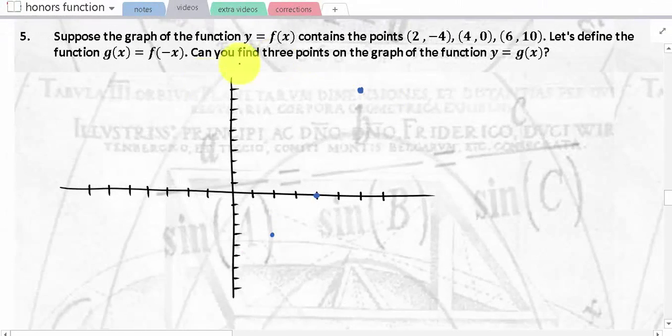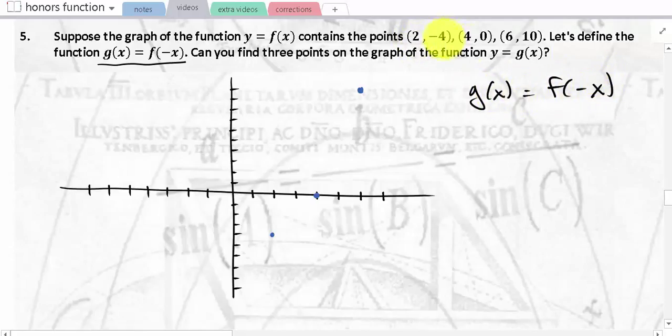Okay, what's going on here? First of all, I've already plotted my points in this case. g of x is f of negative x. Let me write it here. g of x equals f of negative x. And we know that f of 2 is negative 4, f of 4 is 0, and f of 6 is 10. So we want negative x to be equal to 2, 4, and 6 for us to be able to figure out the output of g, because these are the inputs of f. So that means x has to be equal to negative 2, negative 4, and negative 6.